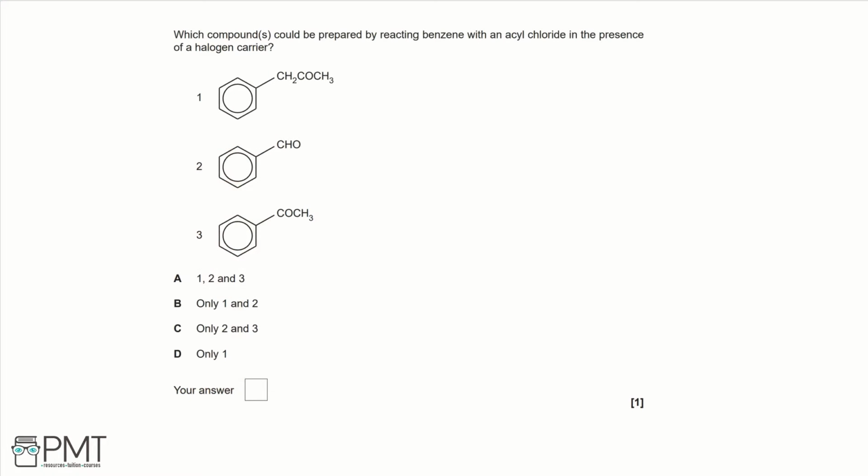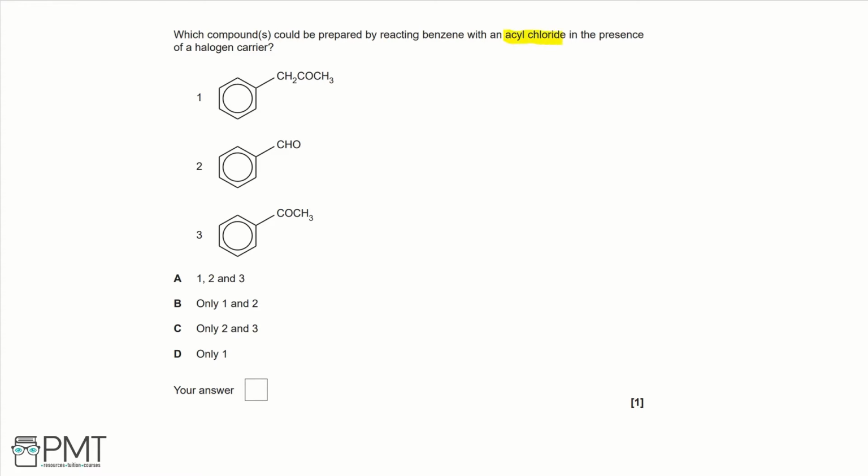Which compound or compounds could be prepared by reacting benzene with an acyl chloride in the presence of a halogen carrier? We're given 3 different compounds, and we're told A is 1, 2 and 3, B is only 1 and 2, C is only 2 and 3, and D is only 1.